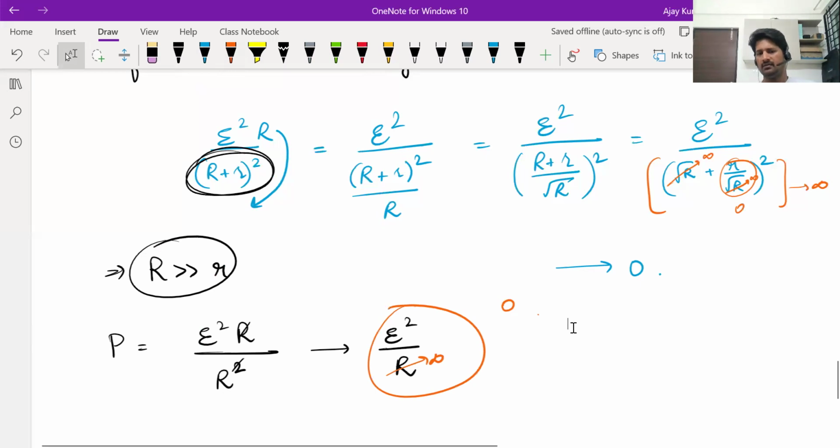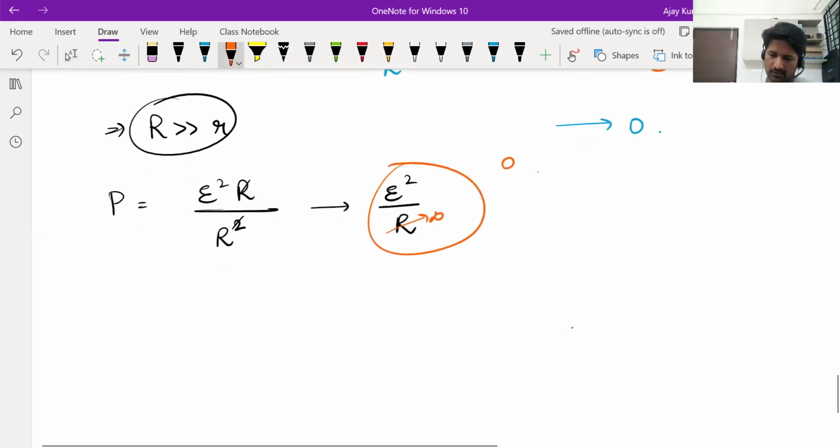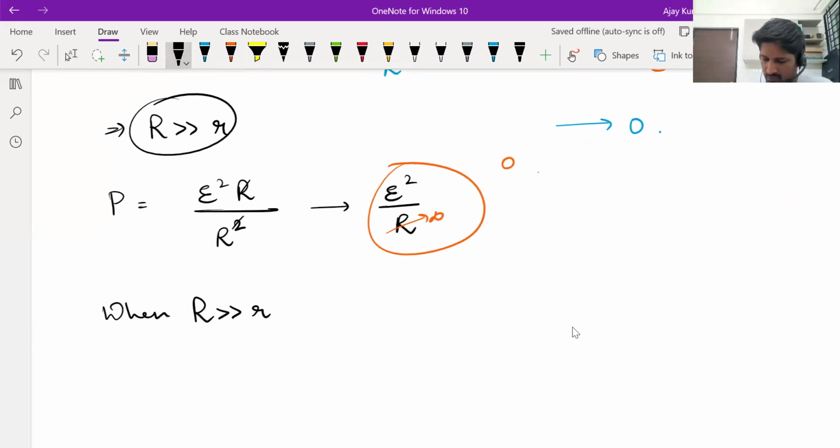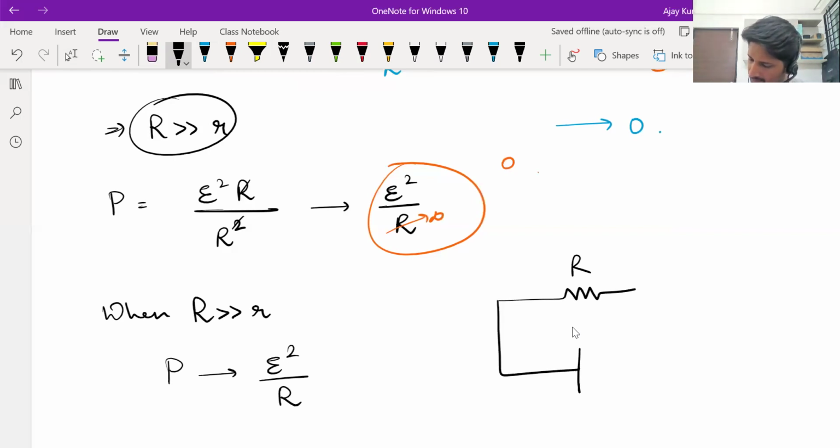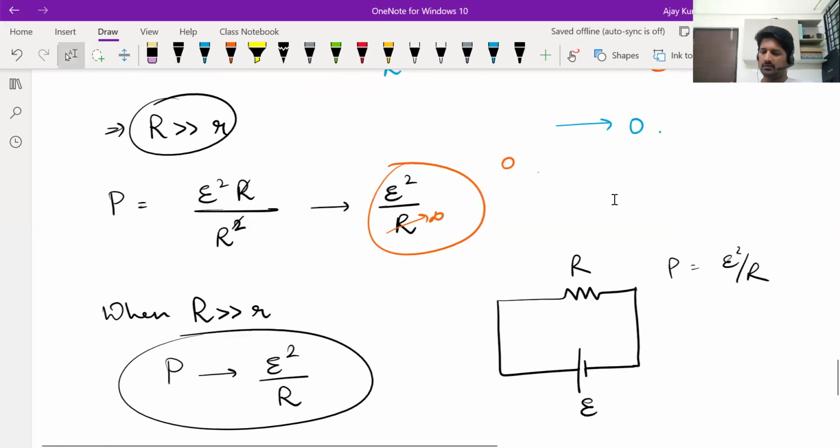Okay. See, this is also an interesting observation. This formula, when capital R is much larger than small r, the power dissipation tends to E square by capital R. What is interesting here is that if capital R is very large, small r can be ignored altogether. It's like there is only one resistance capital R and there is an ideal cell of EMF E. In this case, you know power dissipated will be E square by R, and that is what we see here. So it's like internal resistance doesn't matter in that case.